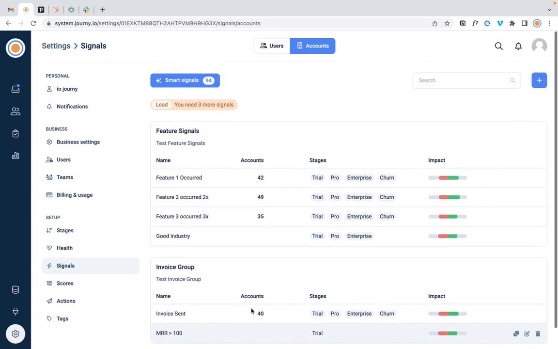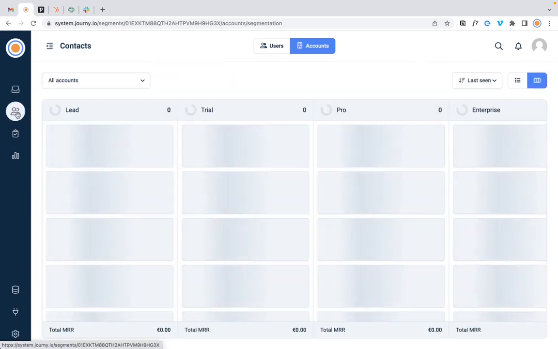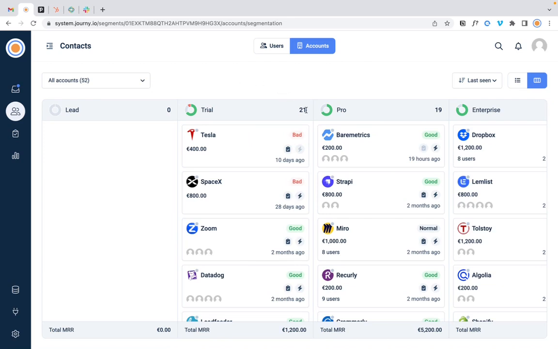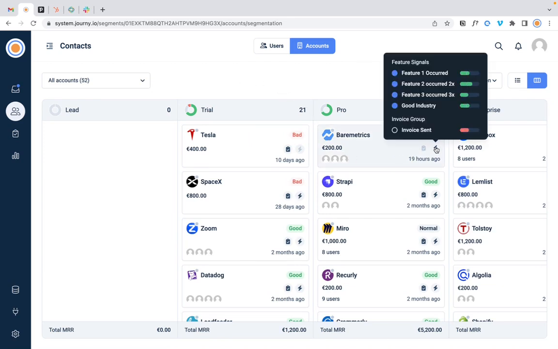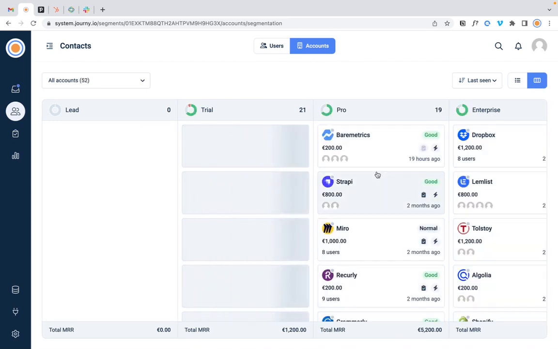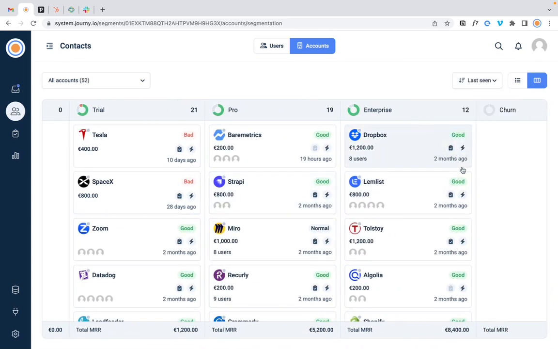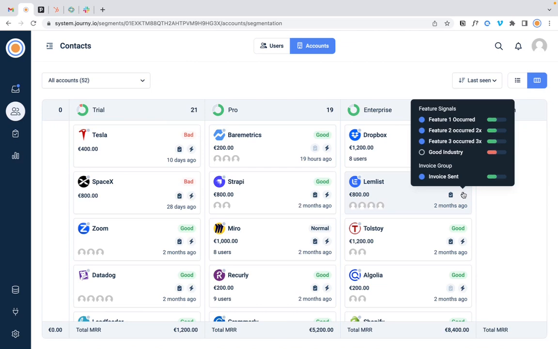So once we have all this, we go back to our contacts and we can see first of all which signals have been triggered. For example, you can see with Bear Metrics, good industry is set. Let me do this again. You could see, for example, in Dropbox, that good industry is set as well. Good industry with Lemlist was not set somehow.